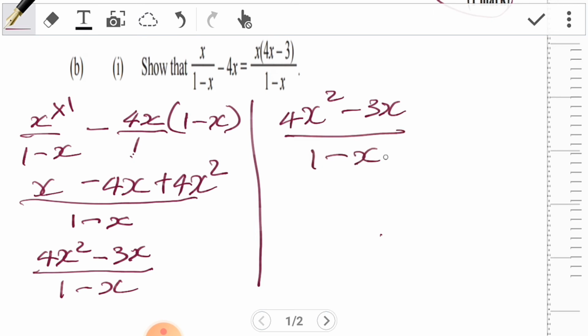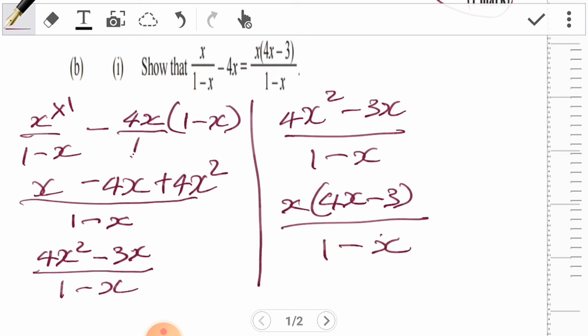So I'm at the last step. If you look at the bottom part, it matches. So we're going to factorize the top part by the highest common factor, which is x. So I'm going to take x out, open the bracket, x into 4x squared, we have 4x, and then x into negative 3x, I would have negative 3. So we're done. So all over 1 minus x.